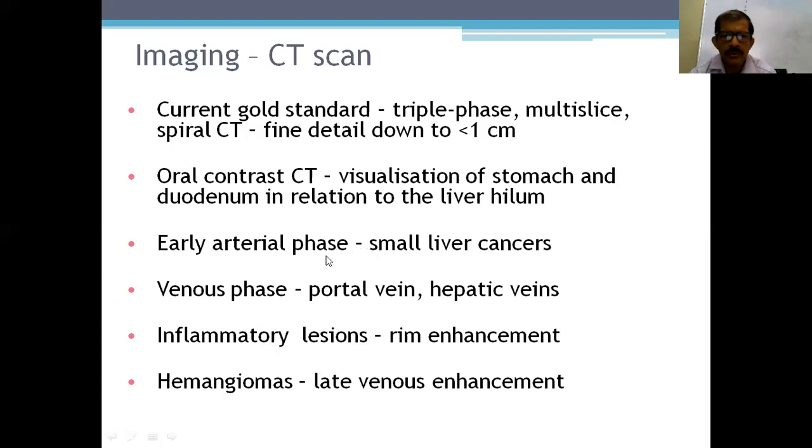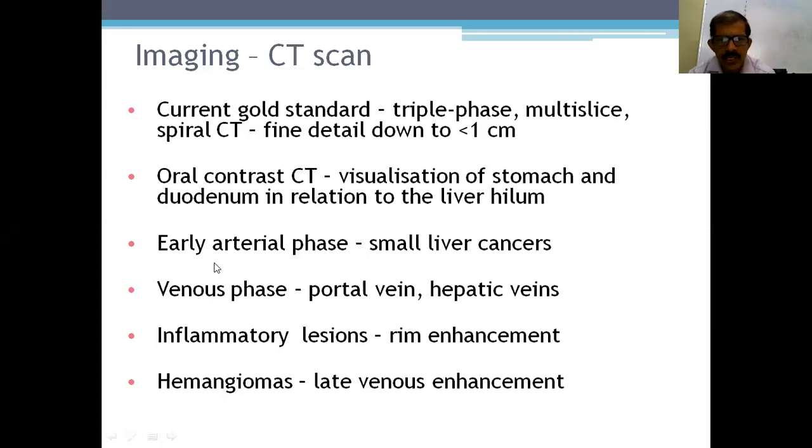Once you give it into the vein, after reaching the heart, it will go to the hepatic artery, and then it can show small liver cancers because of increased vascularity. Another thing is, as I told you, the liver has a dual blood supply, but when it comes to tumors, it is mainly the artery, because these tumors need oxygen. They depend mainly on arteries rather than the vein.